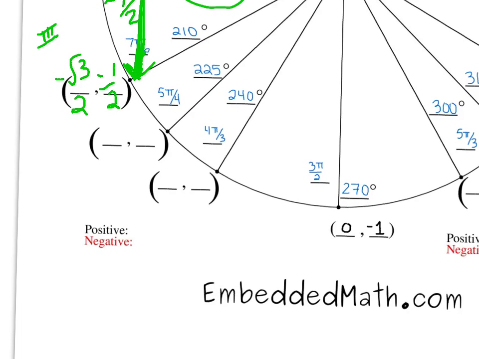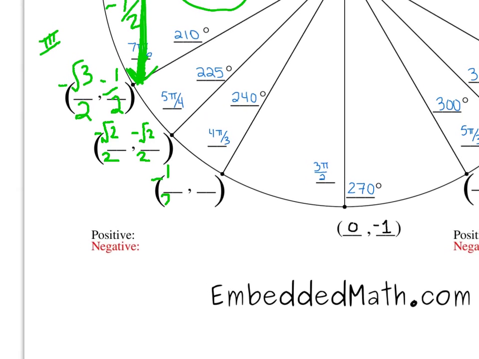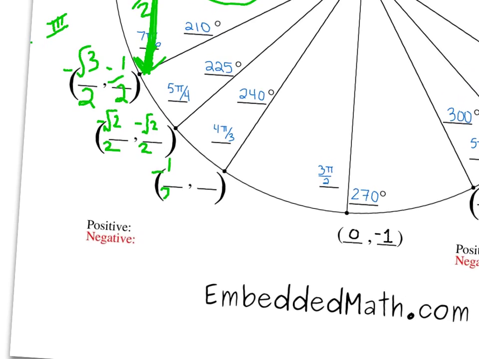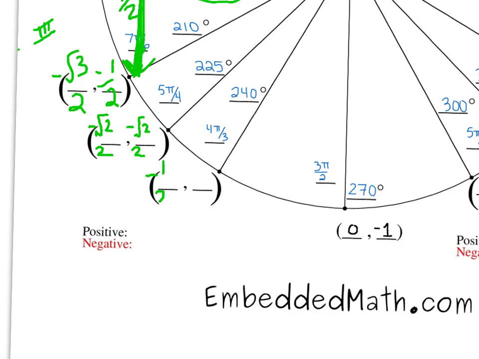For the next 45-degree increment, I went left, radical 2 over 2, and I went down radical 2 over 2. To get to this 240-degree rotation, I went left 1/2, and I went down radical 3 over 2.